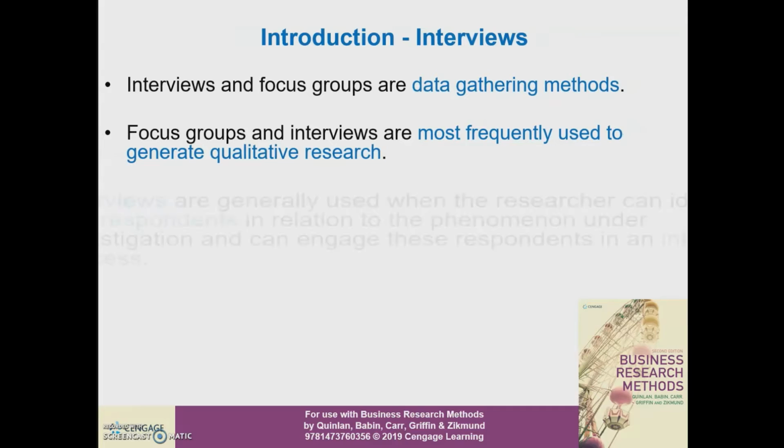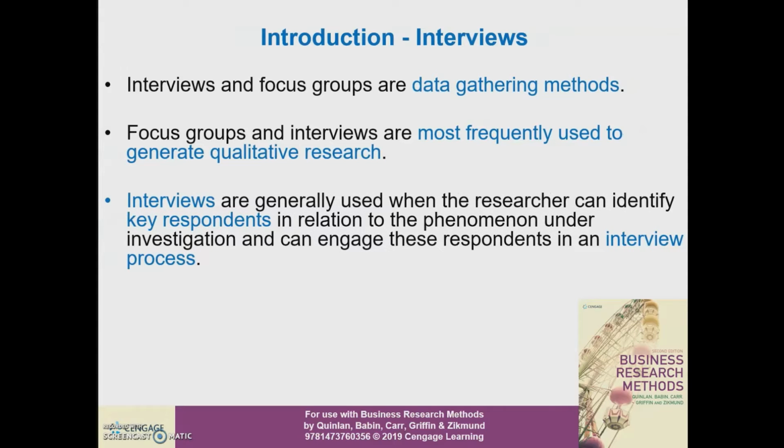So as an introduction, interviews and focus groups are data gathering methods. These two methods are most frequently used to generate qualitative research. Interviews are generally used when the researcher can identify key respondents in relation to the phenomenon under investigation and can engage these respondents in an interview process.